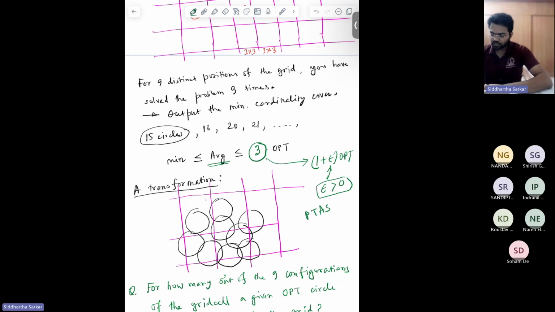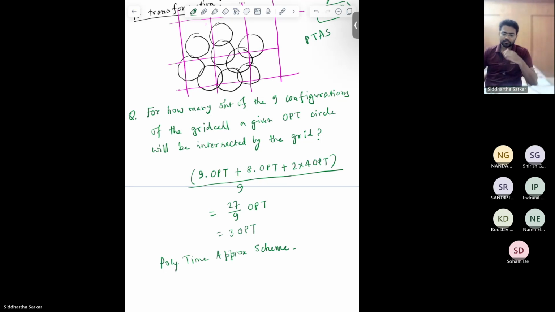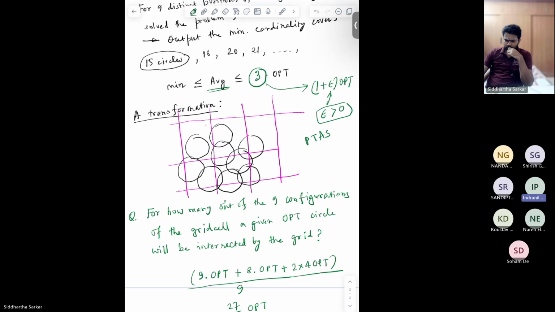So what is a PTAS? It's a polynomial time approximation scheme. Sir, I noticed that it's written 1 plus epsilon. So it seems like, does the user have some control over what epsilon he or she wants? Yes.